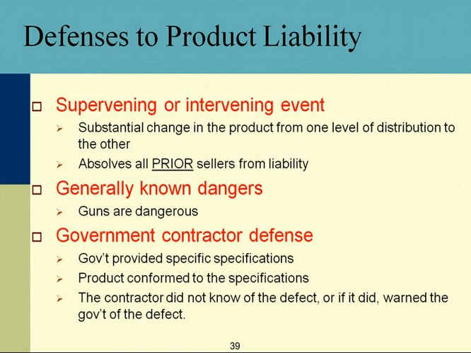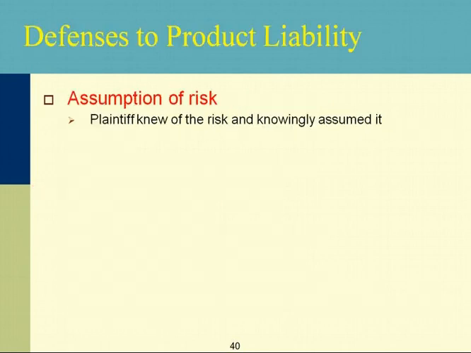Government contractors: if the government provided specific specifications, a company manufactured it, and they didn't know of the defect, or if they did, they warned the government of it, then the manufacturer will not be held liable. Otherwise, the government would not be able to get the instruments of war that they want, which are sometimes very injurious to bystanders.